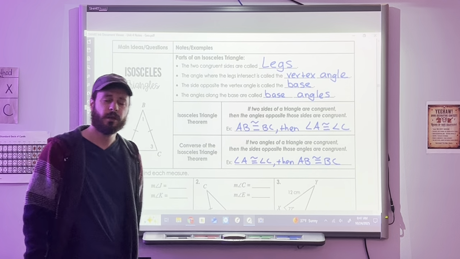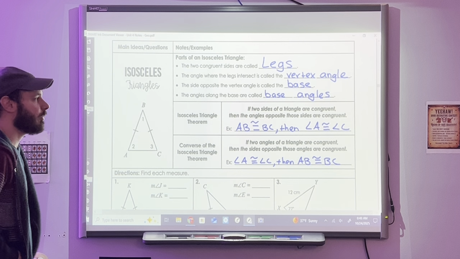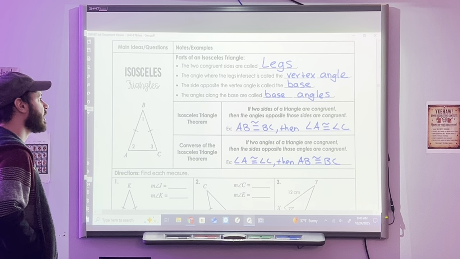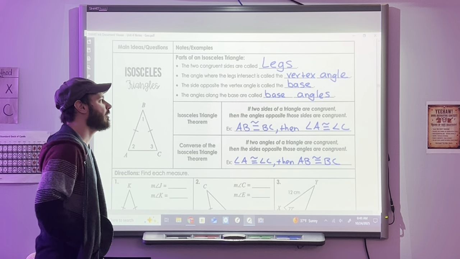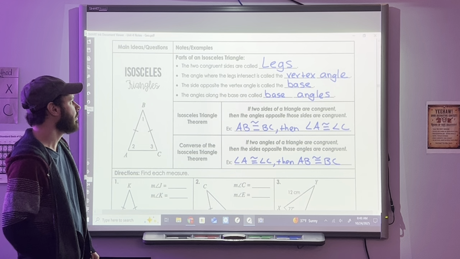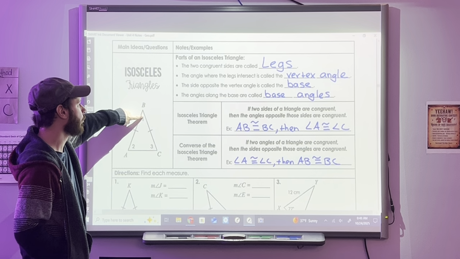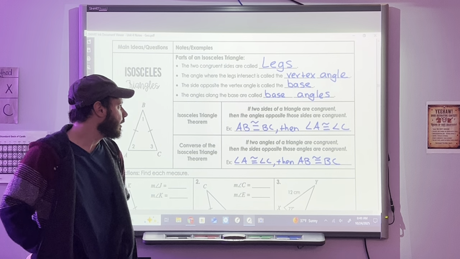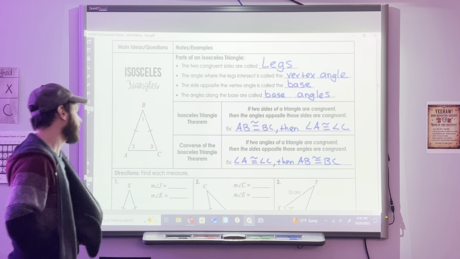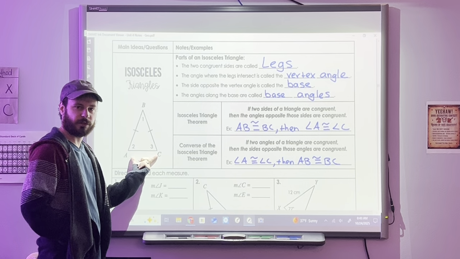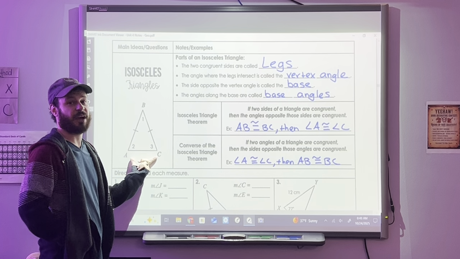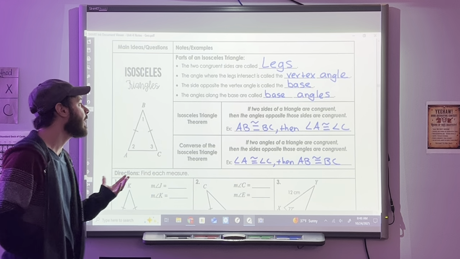So here's some vocab. The sides of a triangle are called the legs. Those are the sides that are congruent to each other. The angle where the legs intersect is called the vertex angle. That is up here, that is number 1. The side opposite the vertex is called the base or the bottom. Okay, so we'll often try to draw our pictures where the base is on the bottom. It just seems easiest to do it that way.